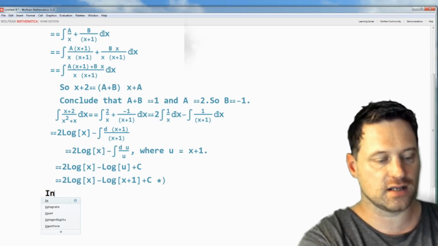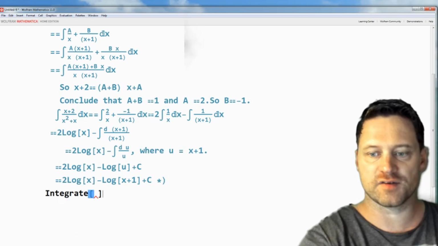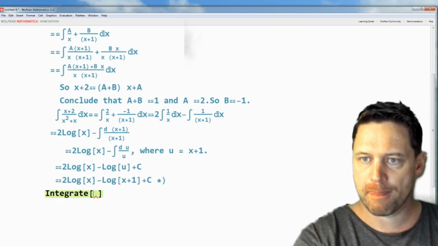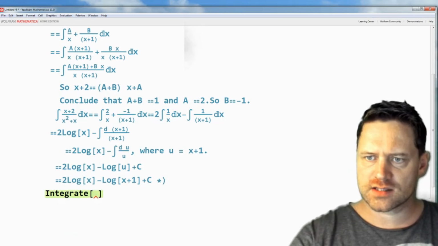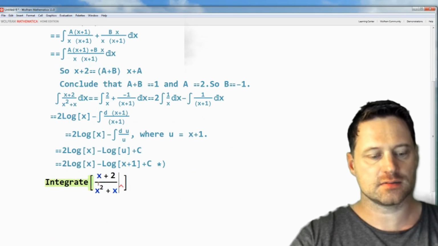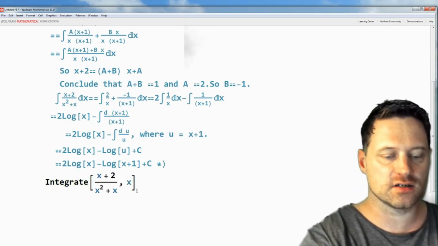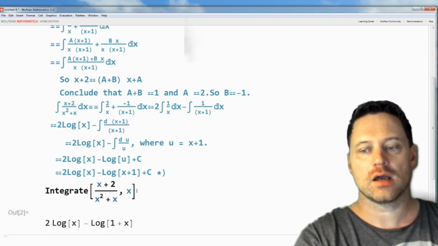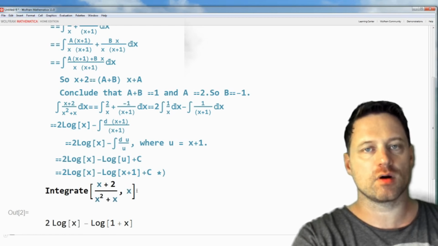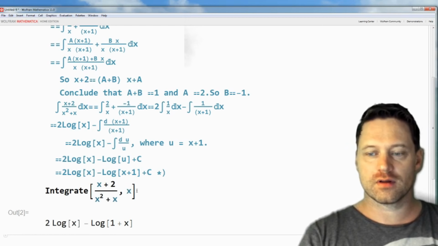Okay, so you just write integrate, or you could use the palettes and find the appropriate symbols. And so what were we integrating? It was this fraction right here. So copy that, paste it, and I'll say with respect to x. Now that I have that entered, I'll shift enter, and you see we get exactly what we found, but the plus c is missing. Okay, so that's how you do it.